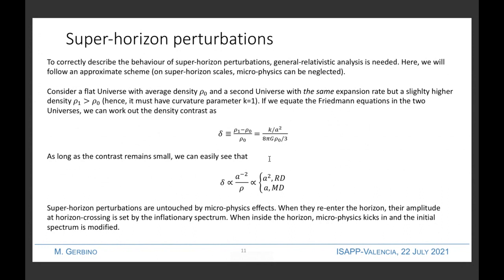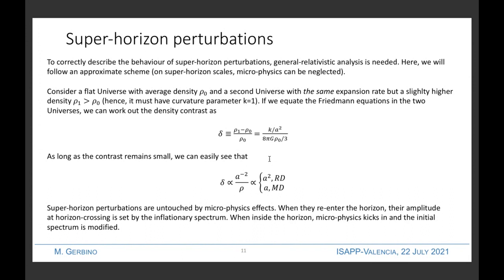This allows us to work out a very simple description of how these perturbations evolve outside the horizon, simply comparing what happens to the evolution of two different universes that have slightly different values of the energy density. So let's consider two universes, one with an average density rho zero, and the second universe with an average density rho one, which can be, for example, a little bit larger than rho zero. The same can apply also if we consider rho one to be slightly smaller than rho zero. The important thing is that they are not too different, so we can treat this difference as a small perturbation.